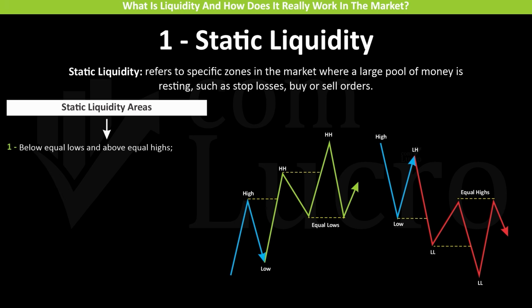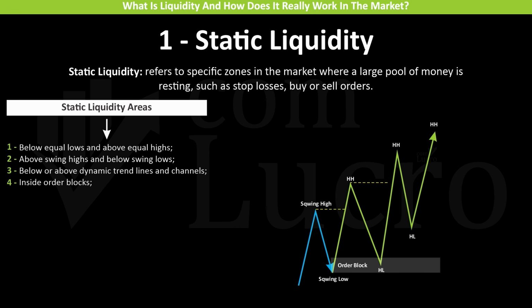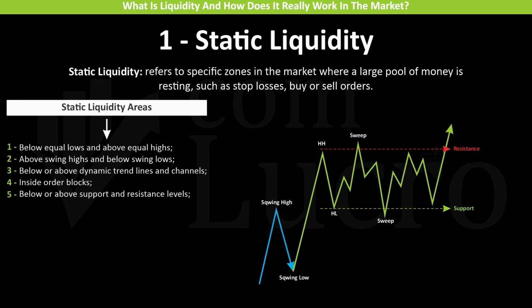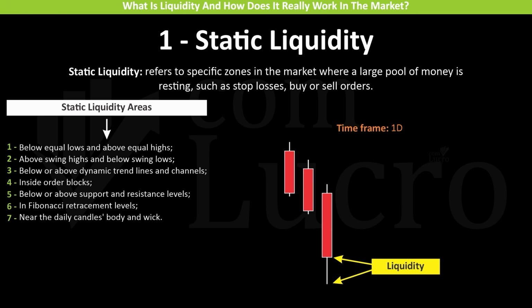Static liquidity can appear in several common areas on the chart, such as below equal lows and above equal highs, above swing highs and below swing lows, around trend lines and channels, and inside order blocks. It can also form around support and resistance levels, Fibonacci retracement levels, and near important candle bodies or wicks. Because these zones are widely recognized by traders, they tend to attract large numbers of stop losses and pending orders. For this reason, price often moves toward them to absorb liquidity before continuing its real move.